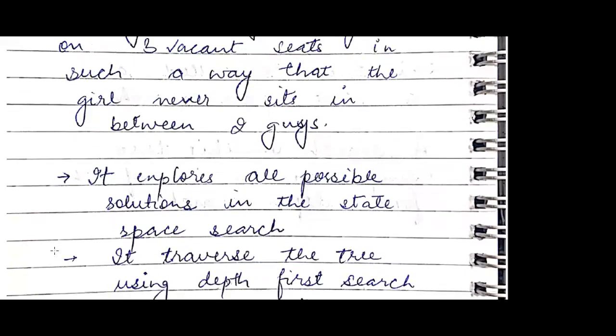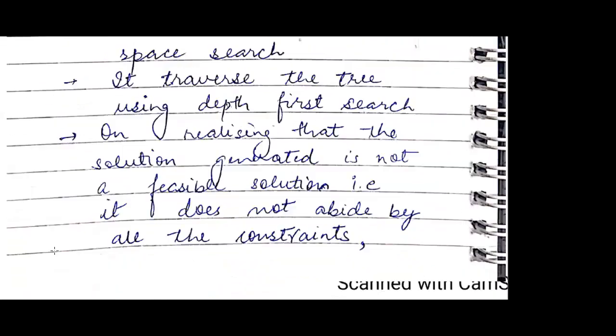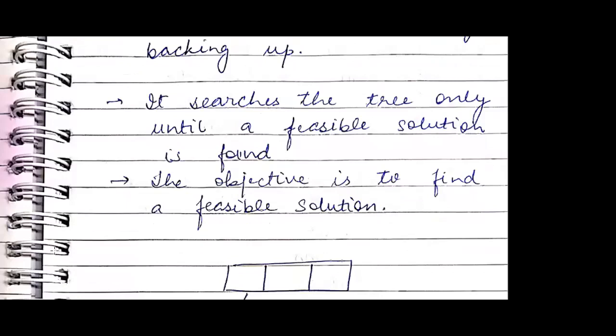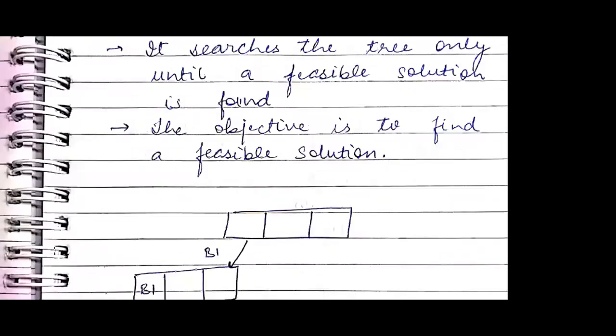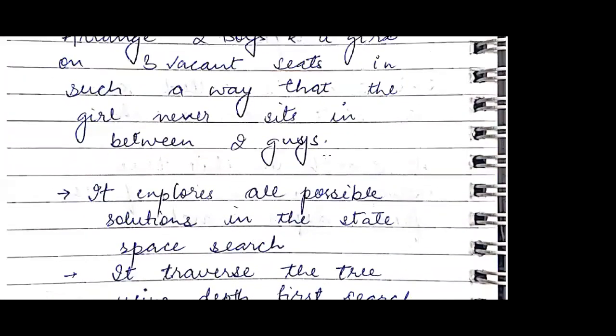It explores all the possible solutions in the state space search, that is, in the tree structure. It traverses the tree using depth first search, and on realizing that the solution generated is not a feasible solution, that is, it does not abide by all the constraints, it undoes the last choice by backing up. It searches the tree only until a feasible solution is found. So we have 3 vacant slots and we have to place a girl such that the given condition holds: the girl never sits in between 2 guys.